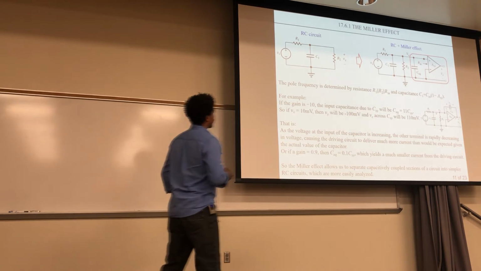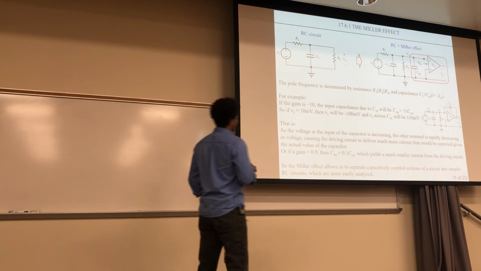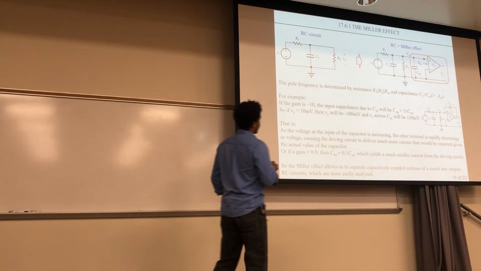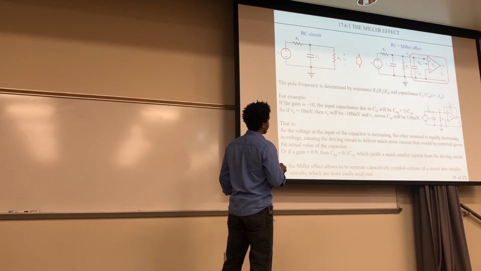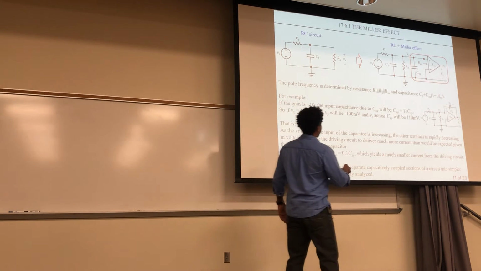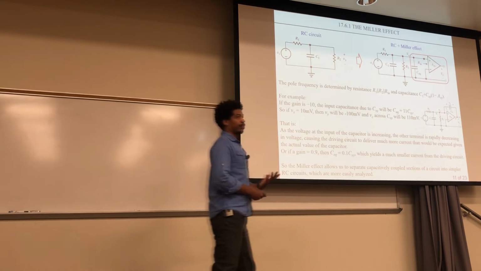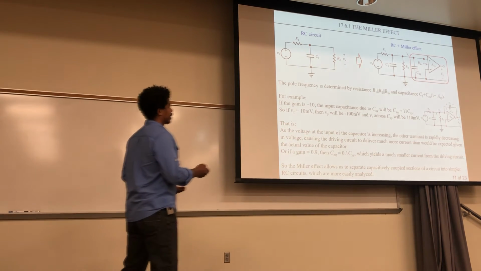Now if your voltage Vx right here was just 10 millivolts, then Vy will be negative 100 millivolts, and Vc across your CXY will be 110 millivolts, right? So you're starting at 10 millivolts, and you're going downhill 110, so you end up at negative 100 millivolts. Okay, that's where that comes from.